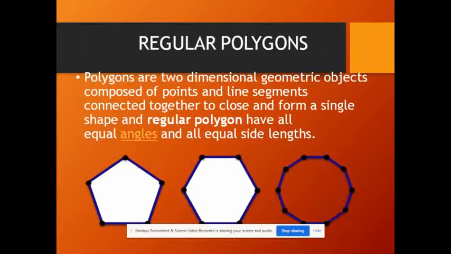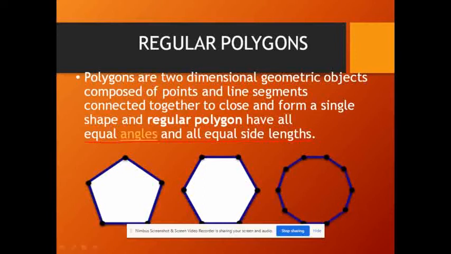The another type is regular polygon. Polygons are two-dimensional geometrical objects composed of points and line segments connected together to close and form a single shape, and a regular polygon has all equal angles and all equal side lengths. So a polygon which has all its sides and angles equal, we call it a regular polygon.